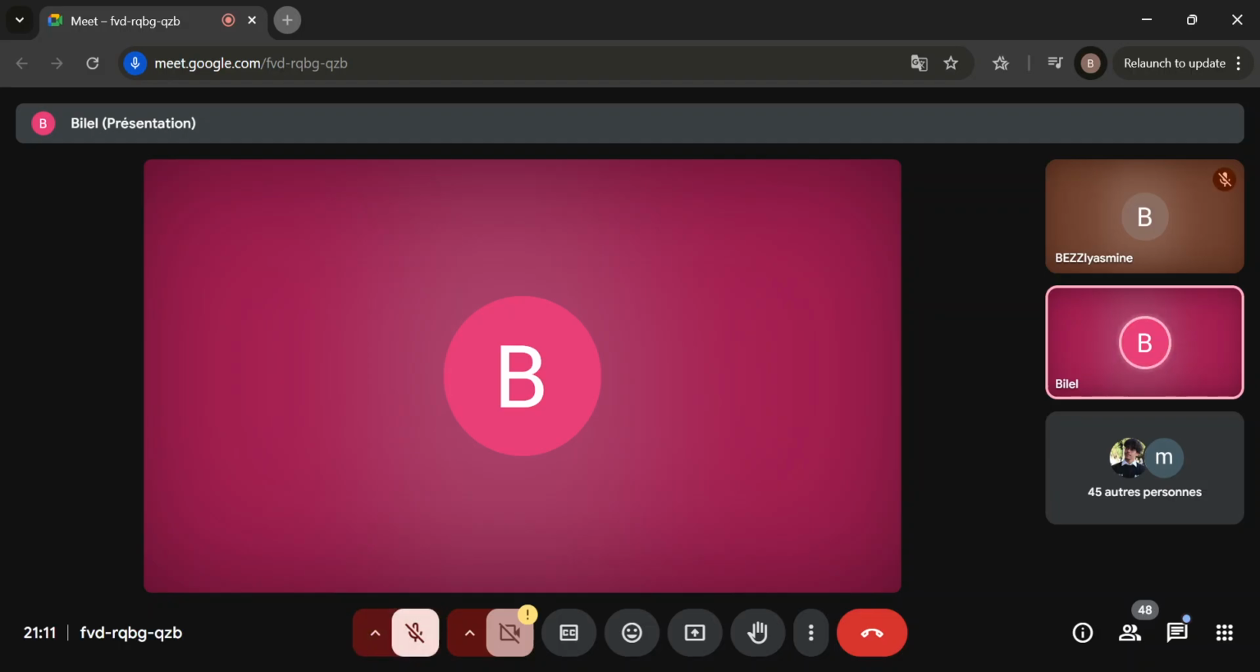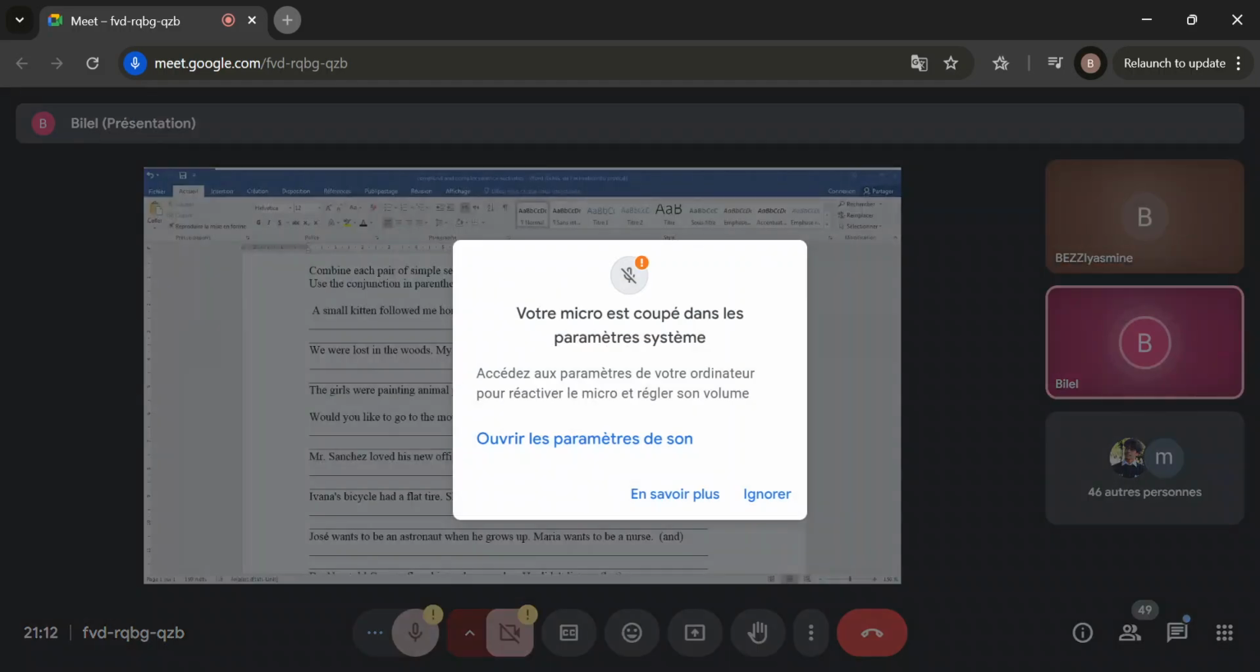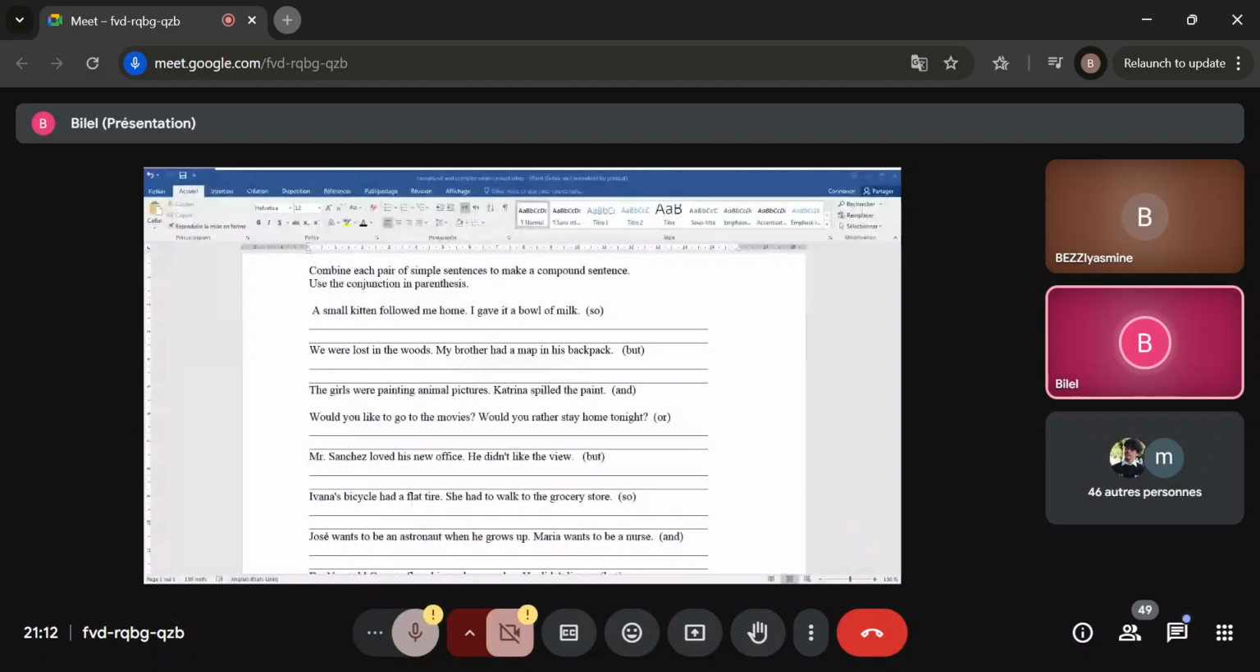So the instruction says combine each pair of simple sentences or the independent clause. We can say simple sentence or an independent clause.